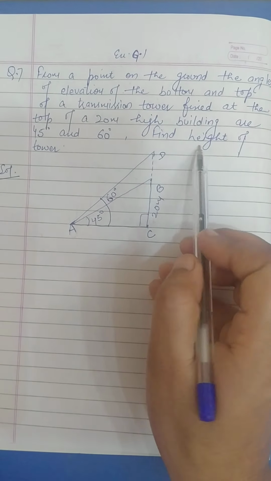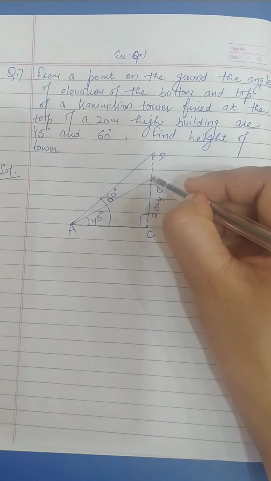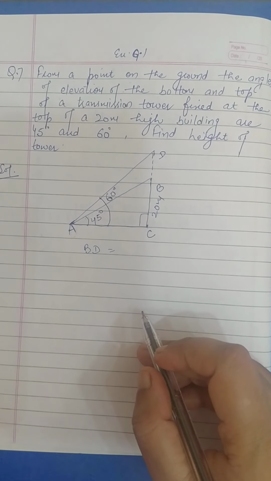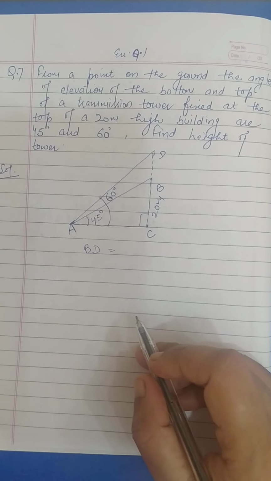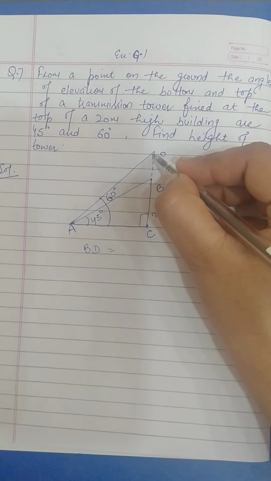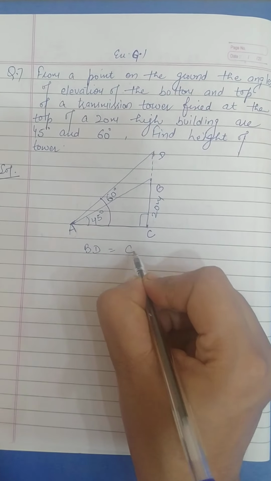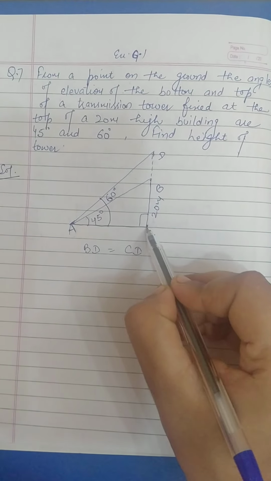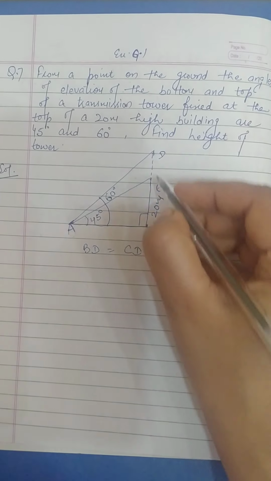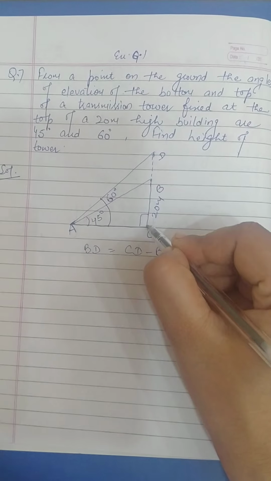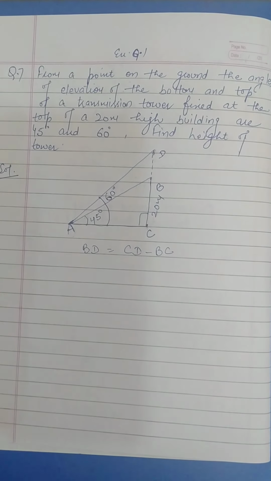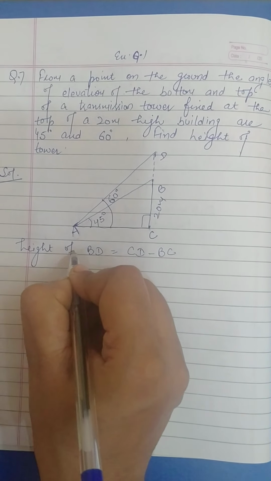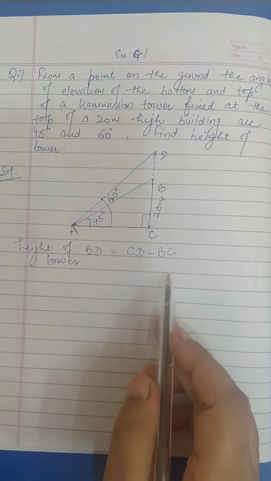What we have to find? We have to find the height of this tower. We have to find the height of BD. So how can we find BD? BD is not a side of a right angle triangle. So when we check the two right angle triangles, we can find CD, because CD is a side of a right angle triangle. Second, we can find BC. So from CD we can subtract BC and we are easily able to get BD. BD is the height of the tower. So this we have to find.